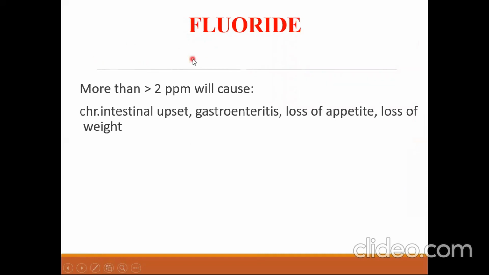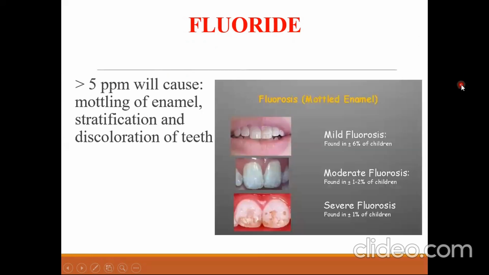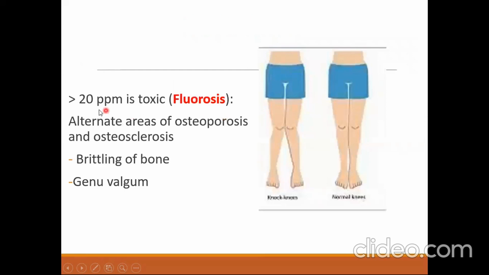So the safe level is 1 parts per million. If it is more than 2 parts per million, the patient will be having chronic intestinal upset, gastroenteritis, loss of appetite, and loss of weight. If it is more than 5 parts per million, the patient will be having a mottled enamel along with stratification and discoloration of teeth. If it is more than 20 parts per million, it is toxic.